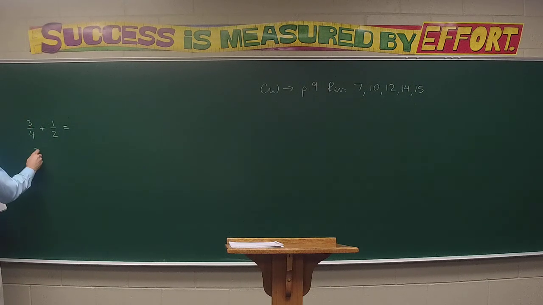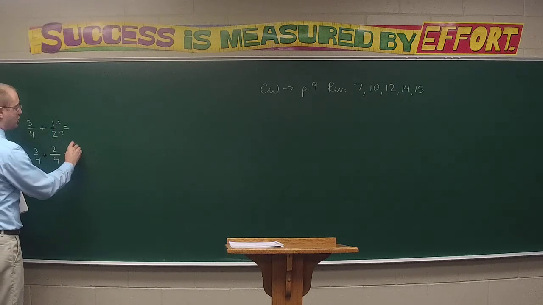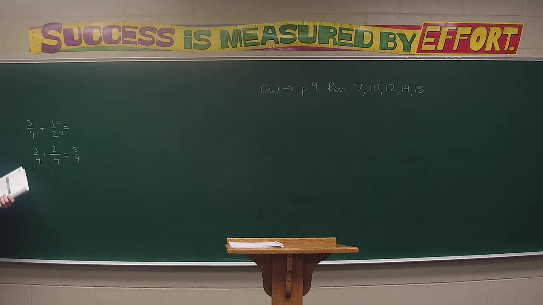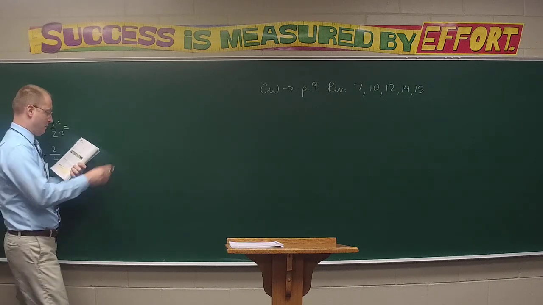4. So we're going to leave the 3/4 as is, but we're going to change 1/2 into how many fourths, class? 2. Just multiplying top and bottom by 2. And when we add, we get 5/4. And we don't need to change that to a mixed number. Number 10, we are subtracting.